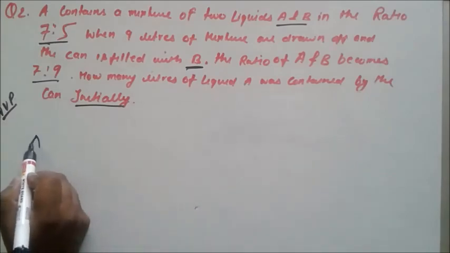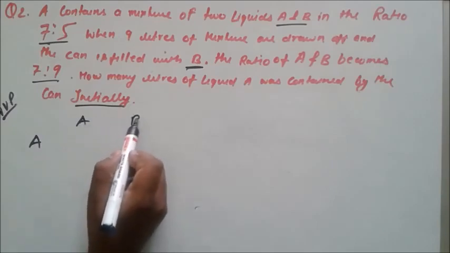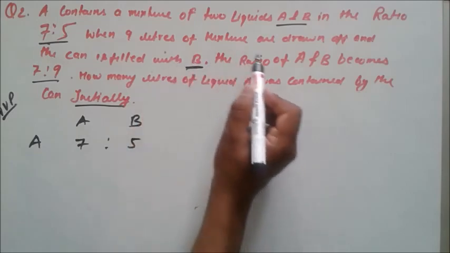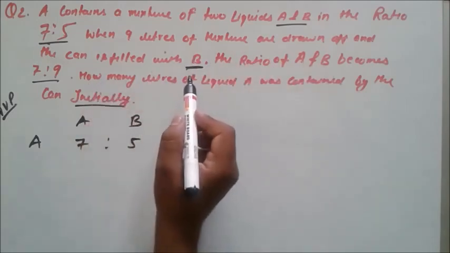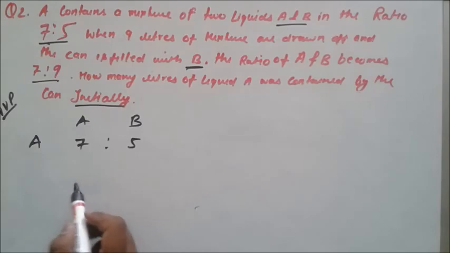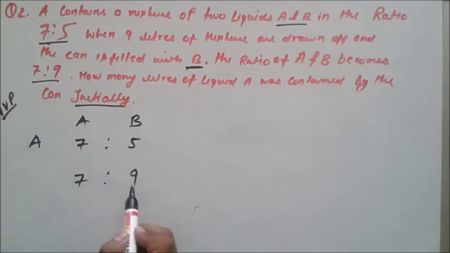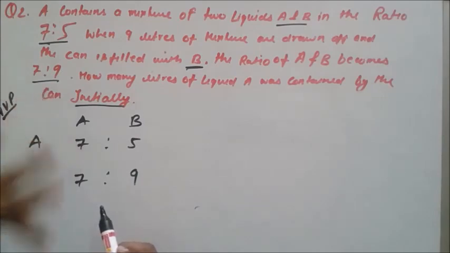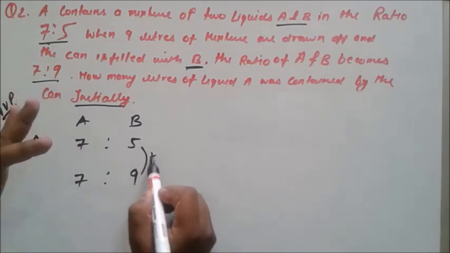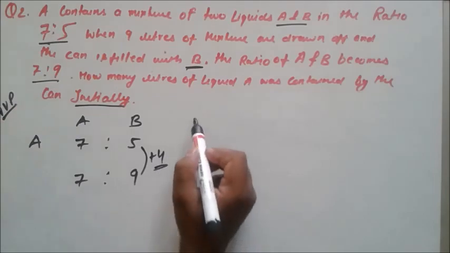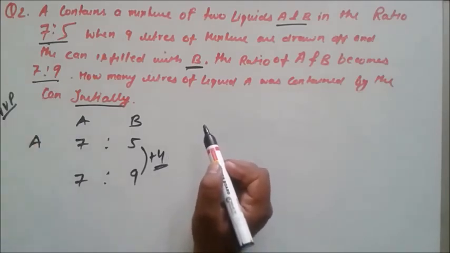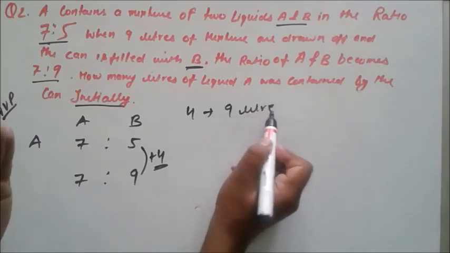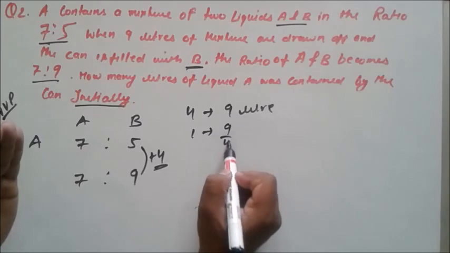The can contains two types of liquid A and B initially in the ratio of 7:5. When 9 liters of the mixture are drawn off and the can is replaced with liquid B, the ratio becomes 7:9. Now we can see that the part of liquid A remains the same. The only thing that is changing is liquid B, from 5 to 9. Now we can say that the value of 4 points is equal to 9 liters because we are replacing 9 liters of mixture. So the value of 4 points is 9 liters and the value of 1 point will become 9 by 4 liters.